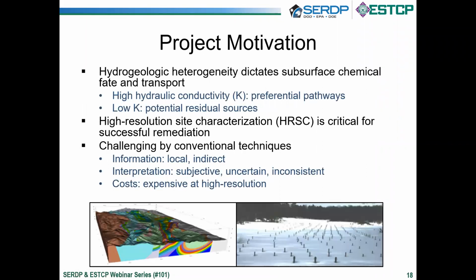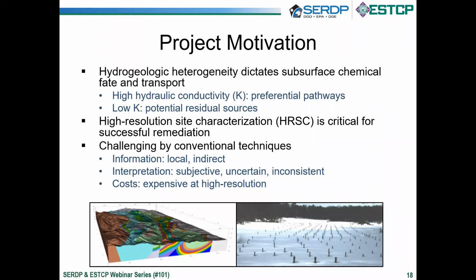The motivation of the project: we know that natural systems, for example, the figure shown on the bottom left on slide number 18, show a typical hydrogeologic system that is highly heterogeneous. And chemical fate and transport is mainly dictated by the heterogeneity in the subsurface. For example, the high hydraulic conductivity zones are typically preferential pathways. Examples are paleo channels, fractures in rock systems, gravelly zones, etc. Those high hydraulic conductivity zones are preferential pathways for chemicals to migrate.